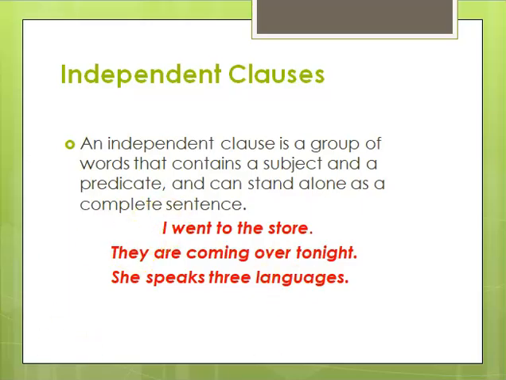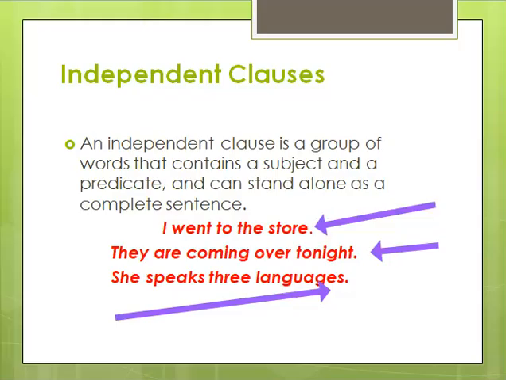Now, independent clause. A dependent clause needs an independent clause. An independent clause is a group of words that contains a subject and a predicate of its own, and it can stand alone as a complete sentence. For example, I went to the store, which is already explained, they are coming over tonight, and she speaks three languages. These are also independent clauses. They don't require any other clause to complete their meaning. That is why it is an independent clause.